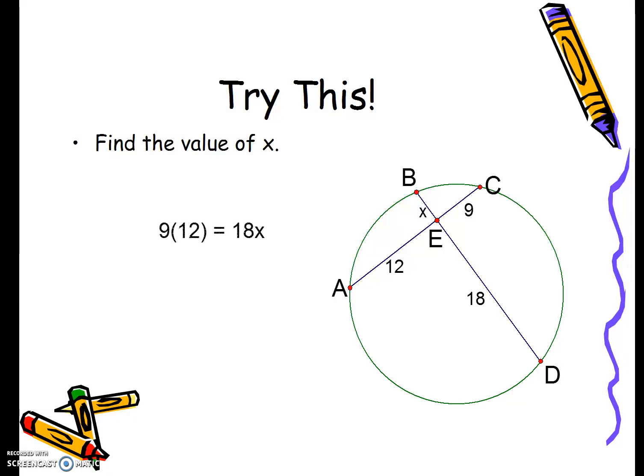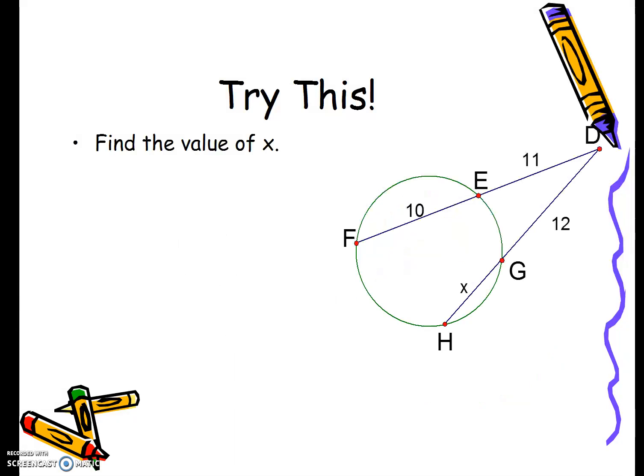Okay, so our setup here, you should have done 9 times 12 equals 18 times x. Multiply 9 times 12 and divide to get x is equal to 6. Hopefully you got that right answer. How about this one? Go ahead and give it a try. Hit that pause button.